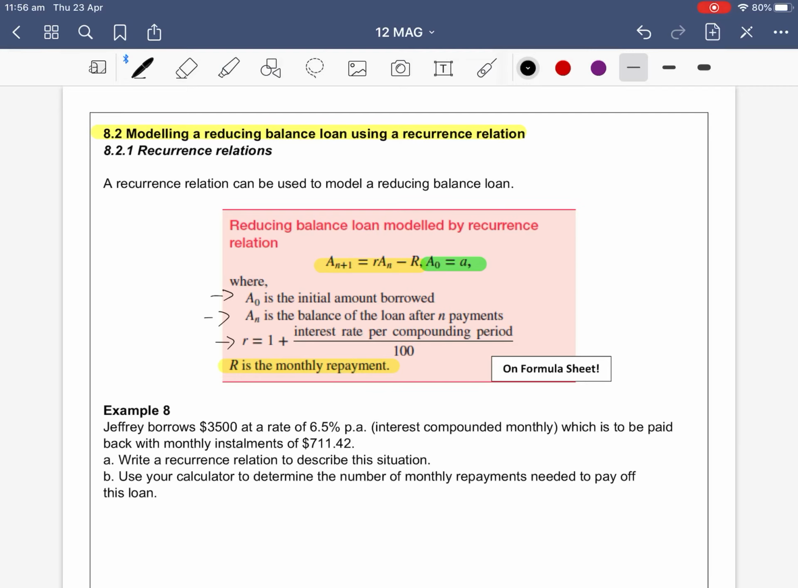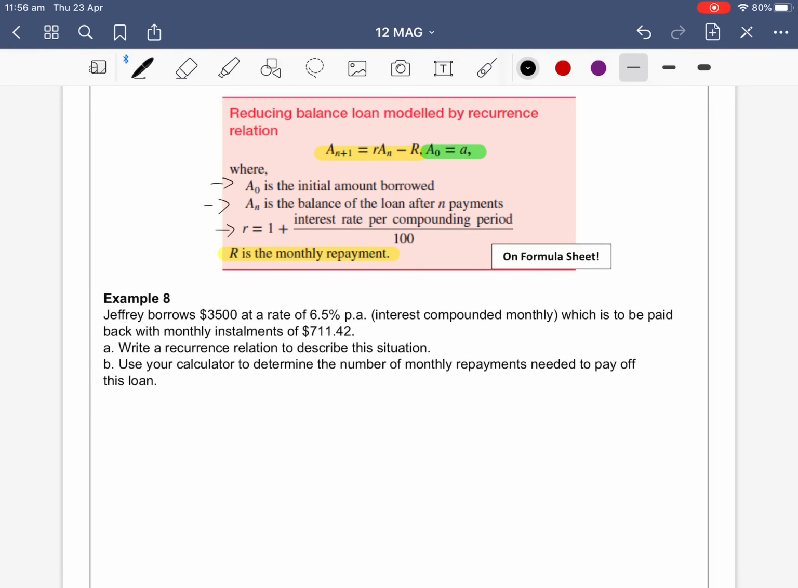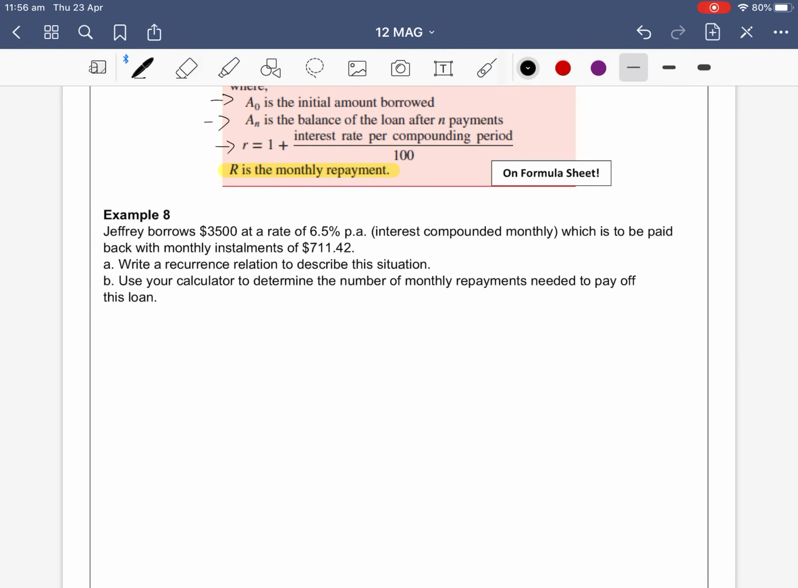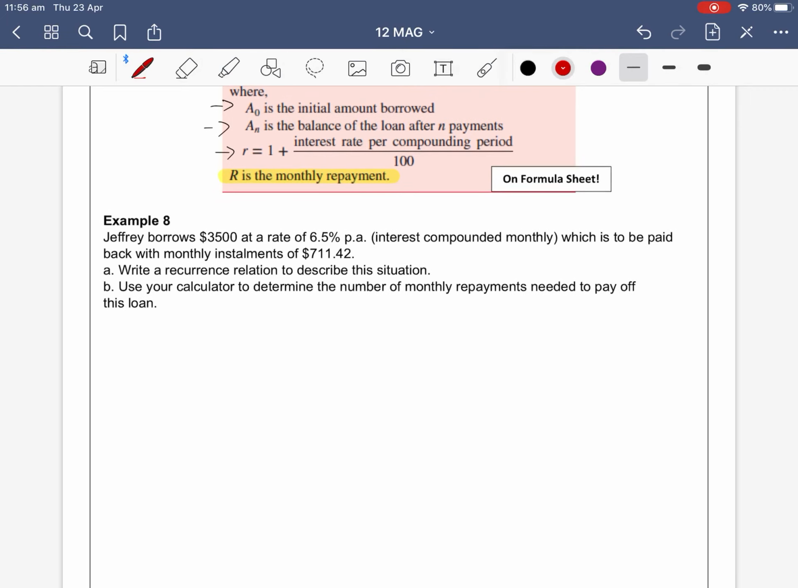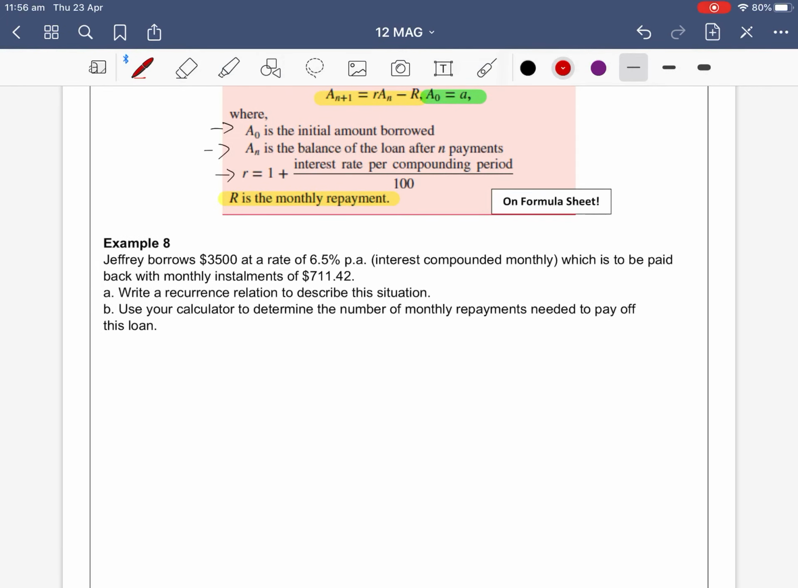So using this recurrence relation idea, we're now going to link that in with our compound interest ideas to do example 8 together. So Jeffrey borrows, I'll scroll up so you can still see that formula. There we go. Jeffrey borrows $3,500 at a rate of 6.5% per annum, interest compounded monthly. Let's underline those key things. He is to pay this back monthly with installments of $711.42. Write a recurrence relation to describe this situation.